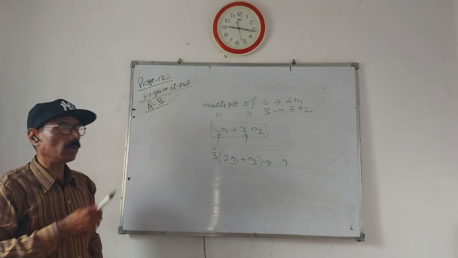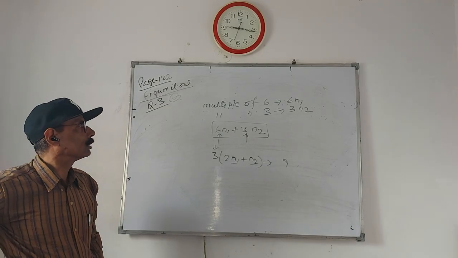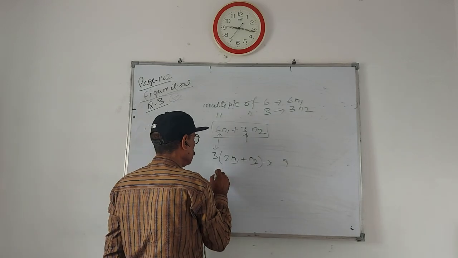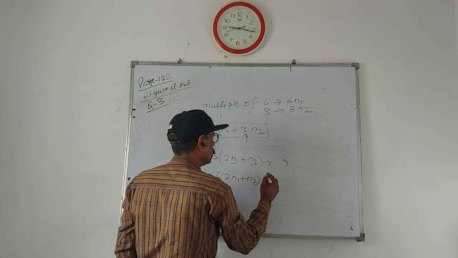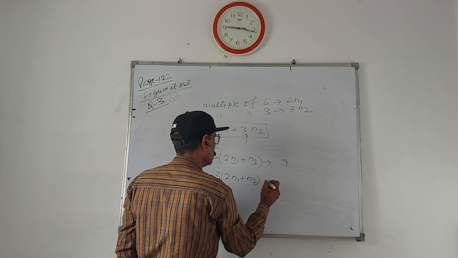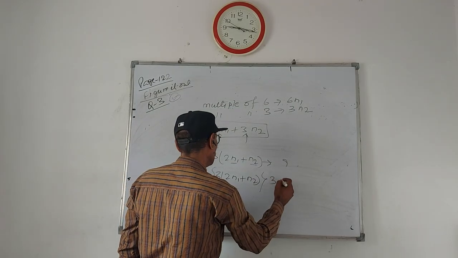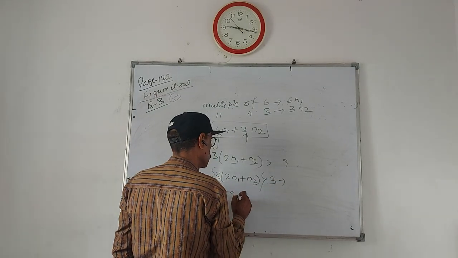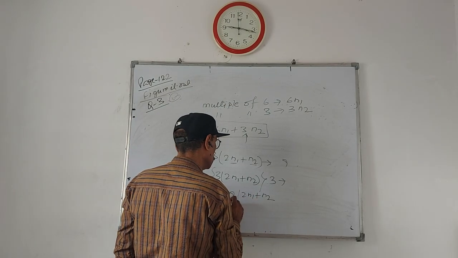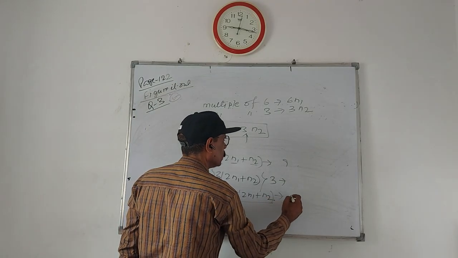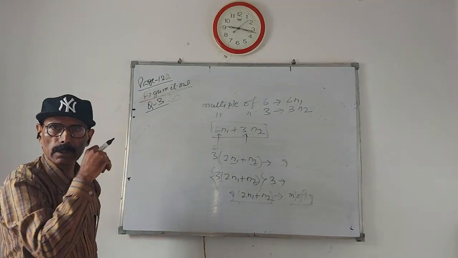But if you take thrice this number, then it is a multiple of 9. Now check this number: 3 times 2 n1 plus n2. If you multiply this number by 3, it becomes 9 times 2 n1 plus n2, and this is a multiple of 9. Now check with an example.